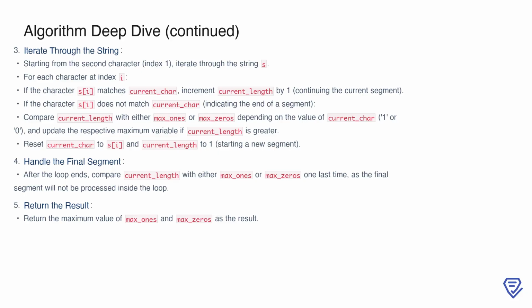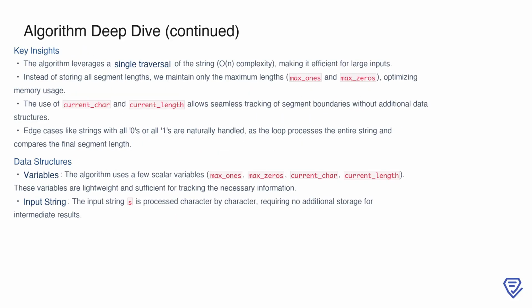After finishing the loop, we perform one final comparison to ensure the last segment is accounted for, as it would not have been processed within the loop. Finally, we return the larger value between max_1s and max_0s, which represents the maximum length of contiguous segments of ones or zeros. The algorithm is designed to be both time efficient and space efficient.